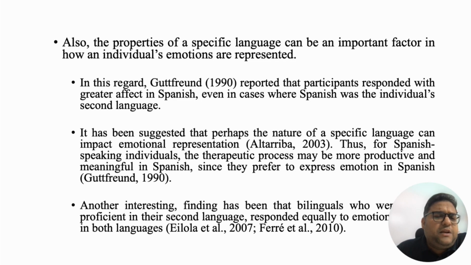Another very interesting finding that has been reported was that individuals who are proficient in their second language, Spanish and let's say English, responded equally well to emotions in both the languages. So again, if you are very well proficient in both the languages, let's say if you are an early or simultaneous bilingual, it might not really matter whether the emotional content is being expressed in either language. But typically when you are a sequential bilingual, you have acquired your second language much later than your first language, it may create that asymmetry in both expression and experience of emotion that I'm talking about.